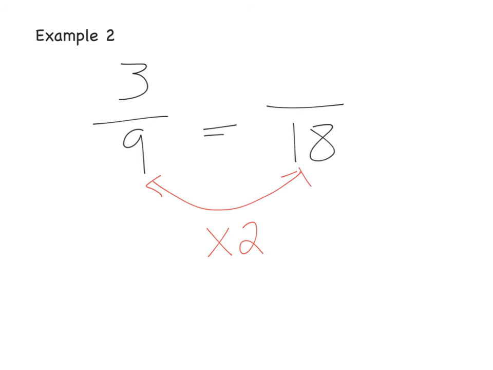And then I say to myself, what I do to the bottom, I must do to the top. So I'm now going to draw my arrows from here to here, and I'm going to write multiply by 2. And then I'm going to solve. 3 multiplied by 2 gives me 6. So there you have it. 3/9 is the same as 6 over 18.